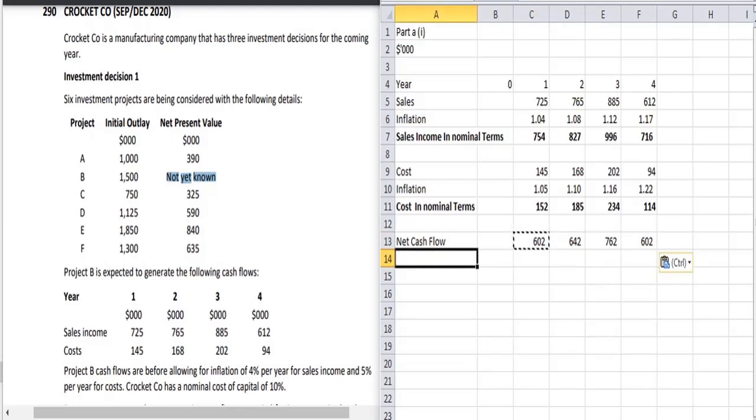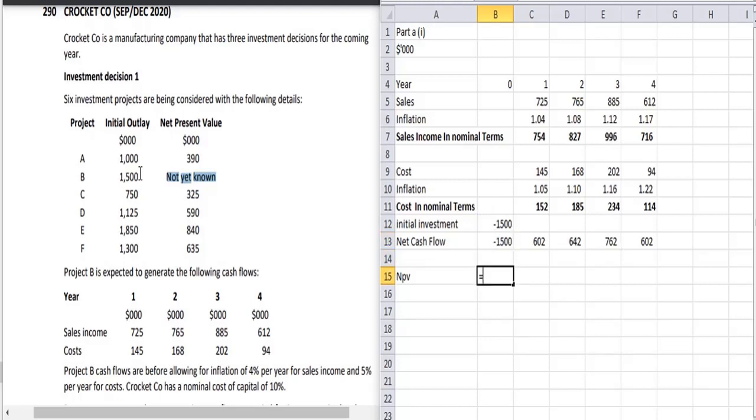Now here you can use the direct NPV function of Excel, or you can calculate by discounting all these net cash flows to get the present values, and after that sum all those present values to get the NPV. Or you can use the NPV function. It is quite easy for me. Initial investment amount, initial investment, okay, it's given here: 1500.